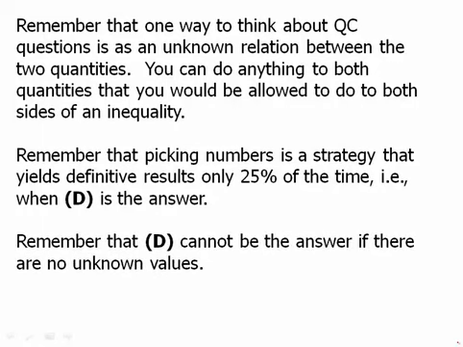Remember that D cannot possibly be the answer if there are no unknown values. If both things are numbers or things that have definite values that can be calculated, well then, even if it's hard to calculate, D cannot possibly be the answer because there's some fixed value in quantity A and there's some fixed value in quantity B.